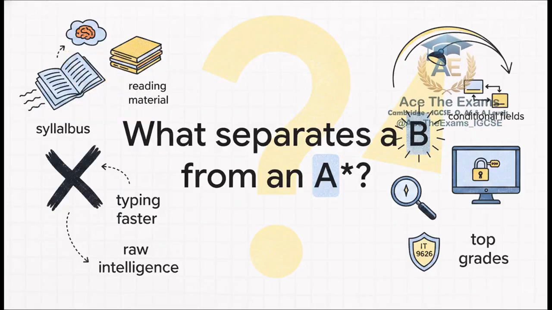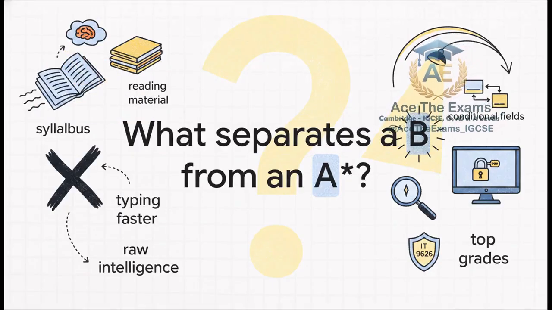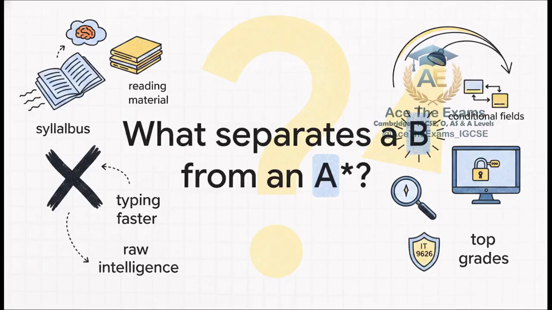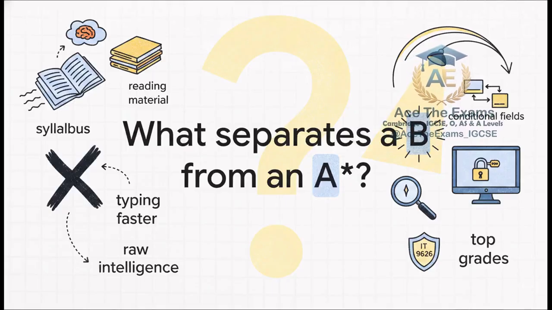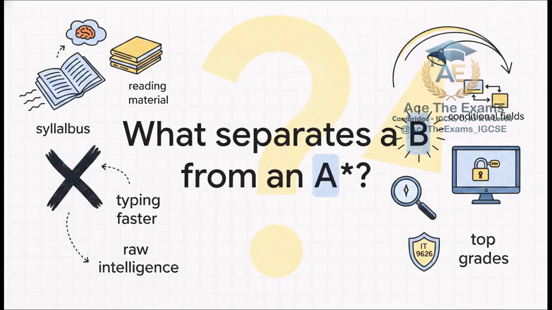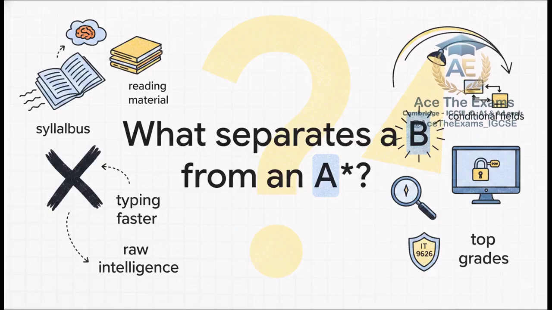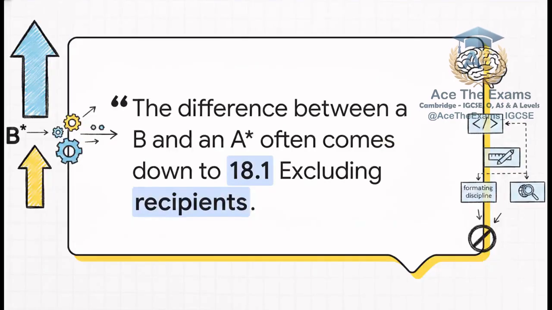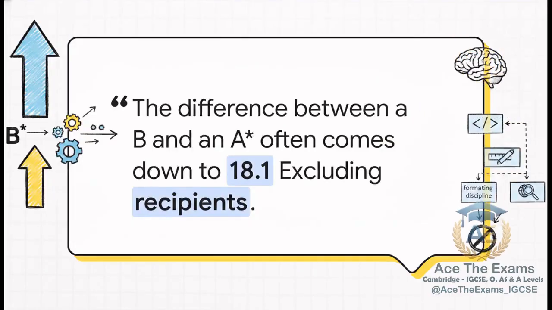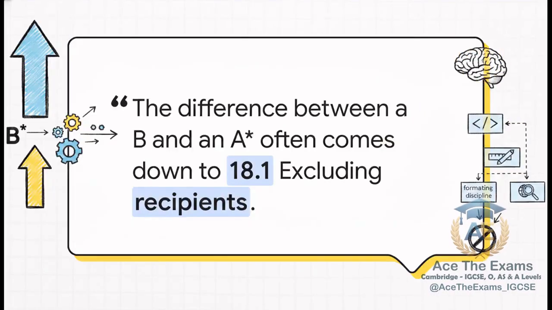The difference between a solid B and that highly coveted A star isn't about raw intelligence, it is entirely about precision. It's about how you handle the absolute highest stakes sections of the practical and theoretical applications. And in the IT 9626 syllabus, there is one specific, highly technical area that acts as the ultimate gatekeeper to those top grades. Just listen to this incredible insight, which comes directly from a Cambridge senior examiner.